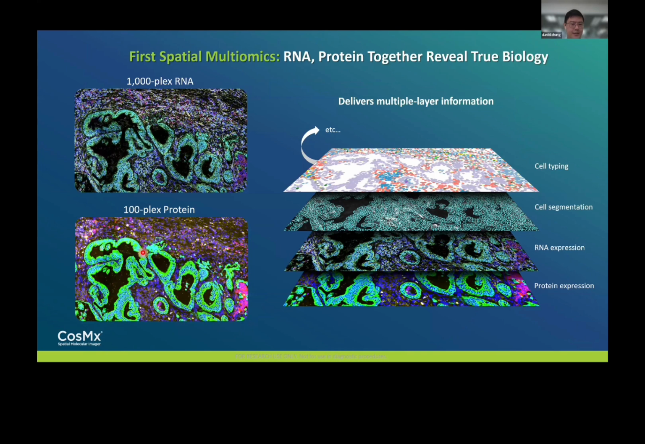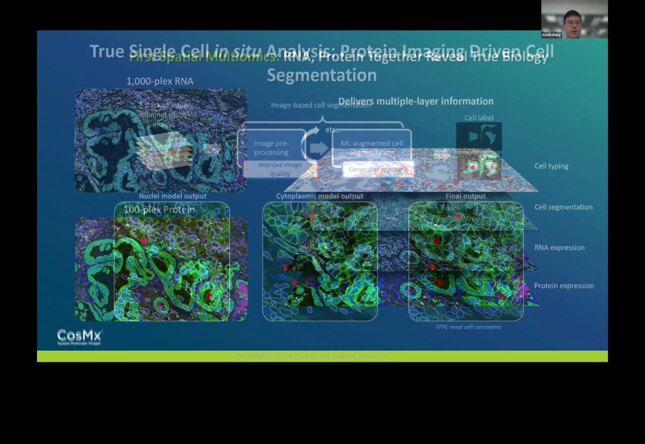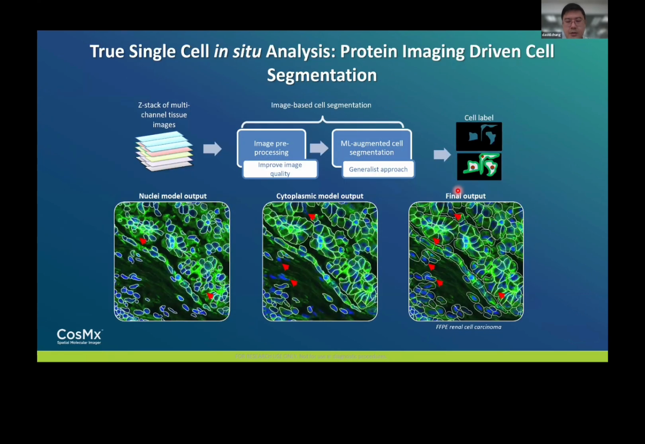So other than protein expression and RNA expression information, you can also get cell typing information. For the cell segmentation carried out by the instrument, they actually combine 2 different models. One is a nuclear model, one is a cytoplasmic model. So basically they combine these 2 different models to better segment the individual cells accurately, so that the information you get from the individual cells is more accurate. There's no overlapping between different cells in terms of the expression profile, the data that you get.